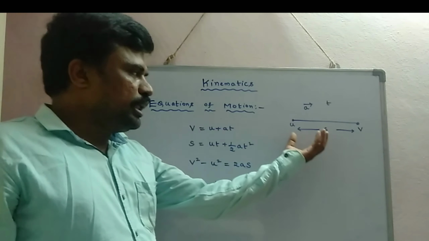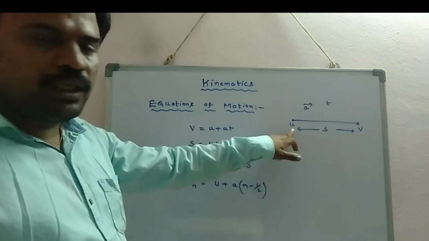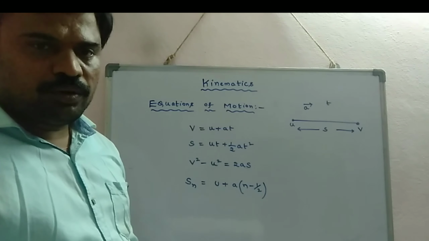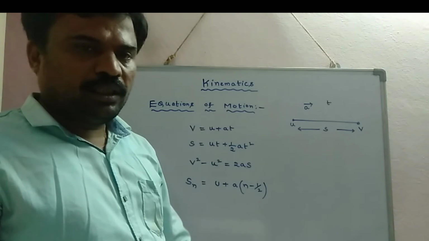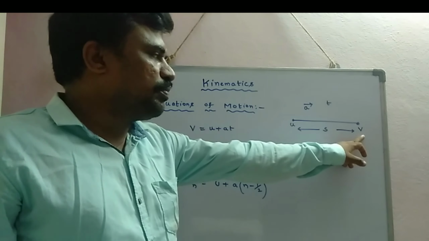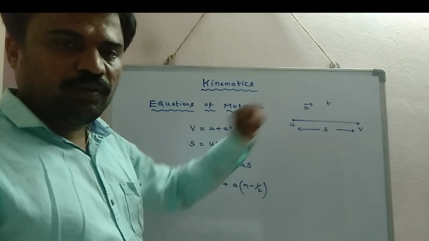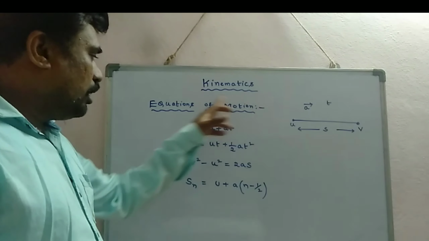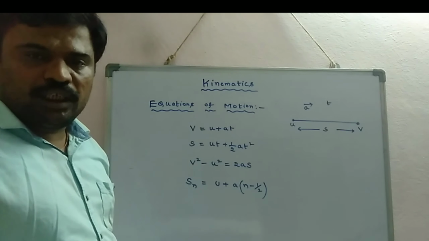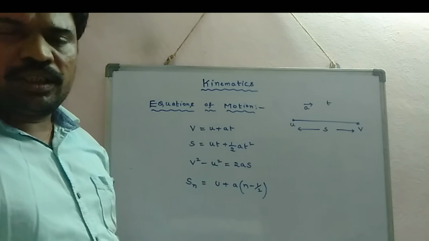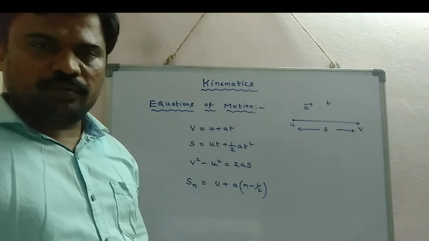If a body is moving with uniform acceleration, consider a body whose initial velocity is u, it has travelled some distance s in time t, and after time t its final velocity is v, and the body is moving with uniform acceleration, then the relations between these terms are called equations of motion. While solving problems in kinematics, we are going to use these equations of motion.